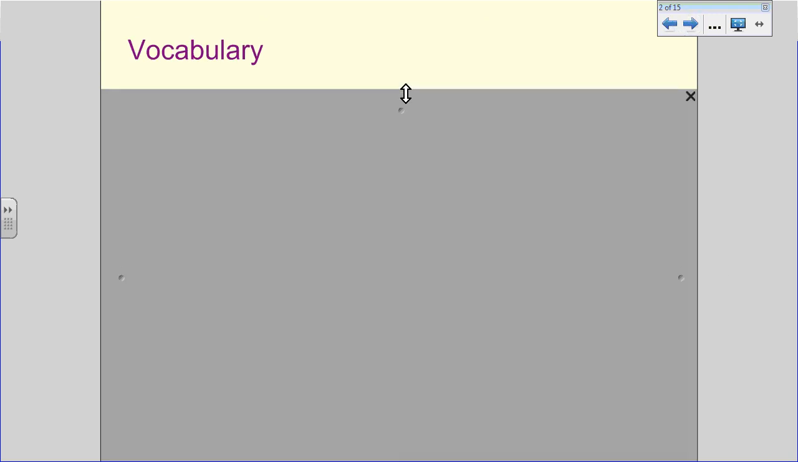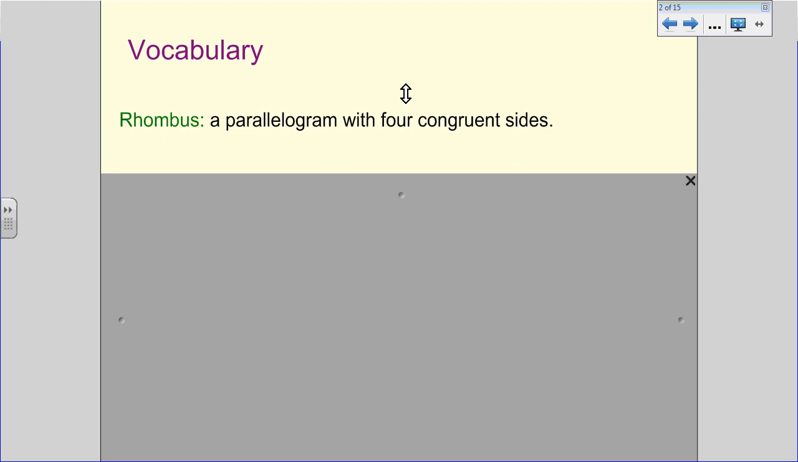All right, so if we take a look at the vocabulary, a rhombus is a parallelogram with 4 congruent sides. Remember, a parallelogram has to have opposite sides congruent. So we could have 2 different side measurements. With a rhombus, all 4 sides have to be the same measurement.